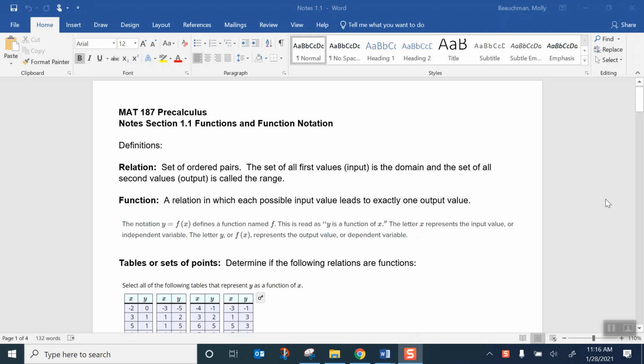In this video, we'll take a look at notes for section 1.1, which is functions and function notation. So our definitions. First definition is, what is a relation? A relation is a set of ordered pairs.